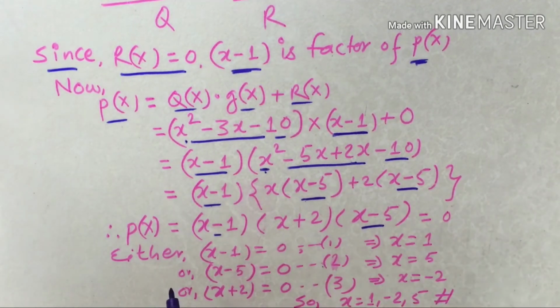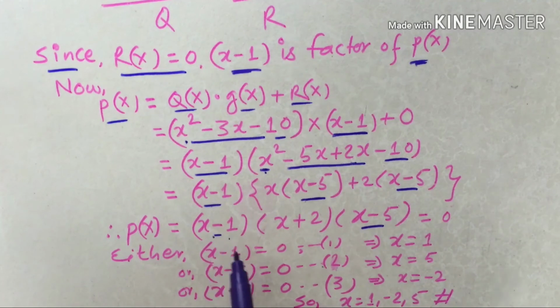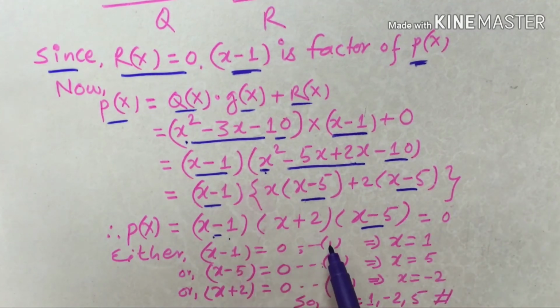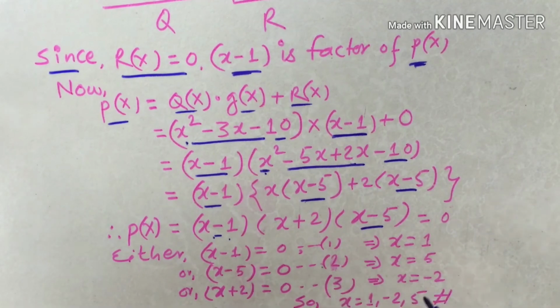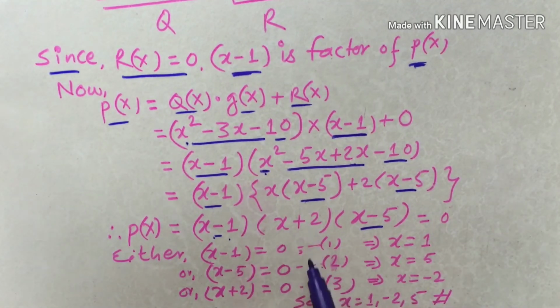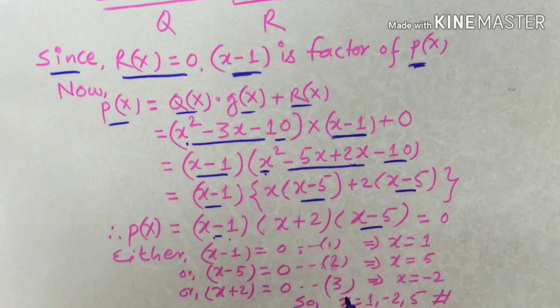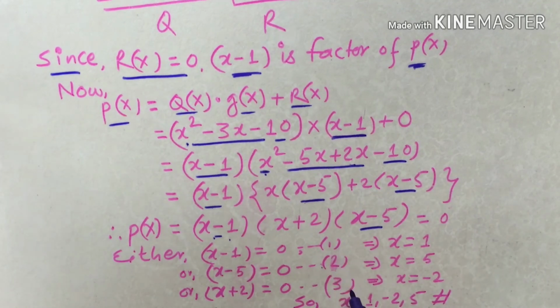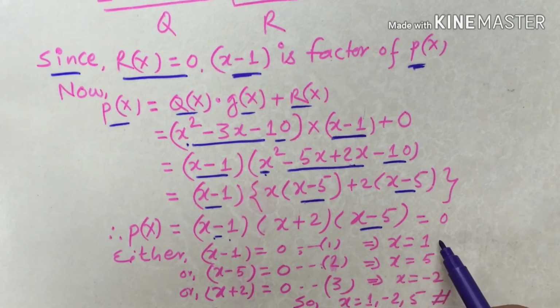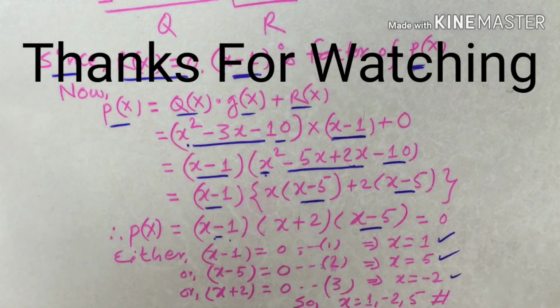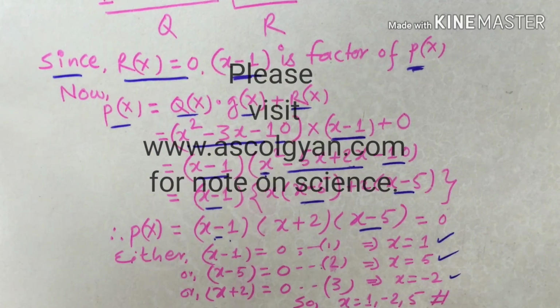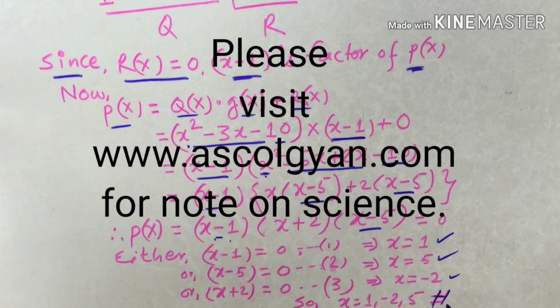So either x minus 1 is equal to 0, it is equation 1, x minus 5 is equal to 0, it is equation 2, or x plus 2 is equal to 0, it is equation 3. From equations 1, 2 and 3 you will get x is equal to 1, x is equal to 5, x is equal to minus 2. Hence the values of x are 1, minus 2 and 5, which is our required answer.